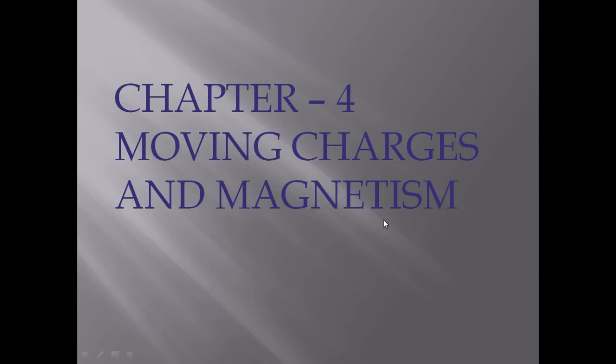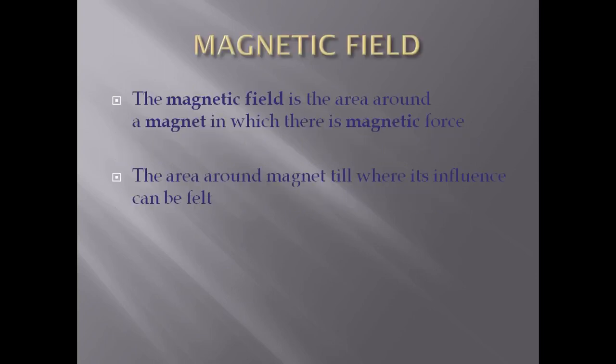Today in this video I'm going to start the fourth chapter, that is moving charges and magnetism. So the first topic in this chapter is magnetic field. This is not a new topic for you all, as the topic magnetic field was studied in class 10th also. So the definition remains the same: what is magnetic field? The magnetic field is the area around a magnet in which there is magnetic force.